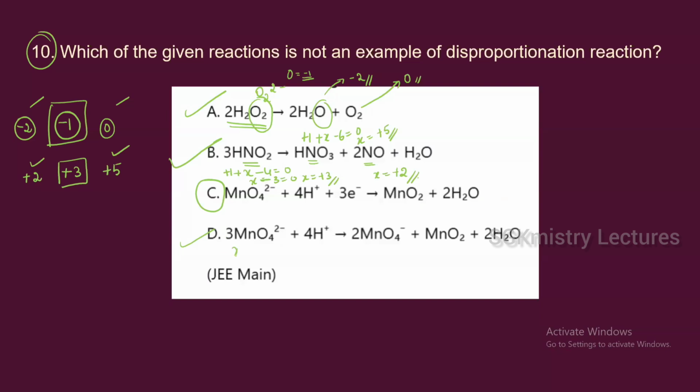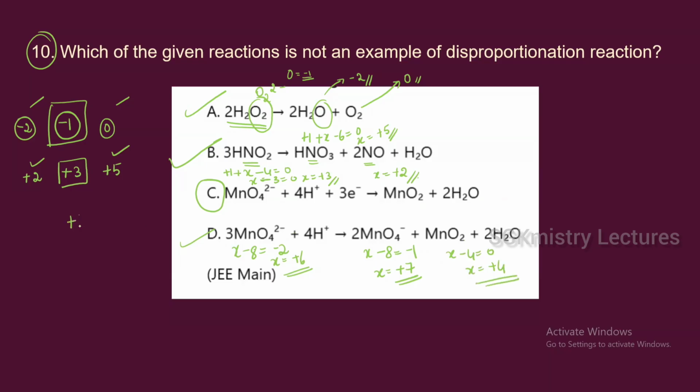So here Mn, I take it as X. Oxygen is -2. So X - 8 is equal to -2. Now this -8, if I take it to the other end, it becomes +8. So X is equal to +6. Here X - 8 is equal to -1. So this -8, when I take it to the other end, it becomes +8. So it becomes +7 here. So X - 4 is equal to 0. So X is equal to +4.